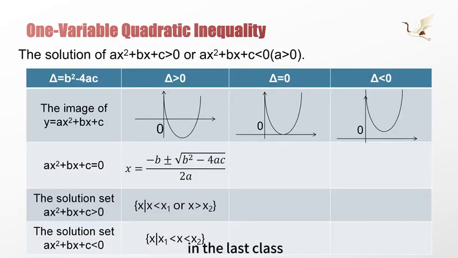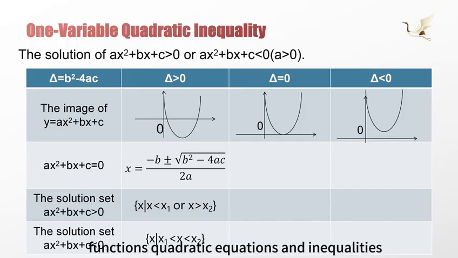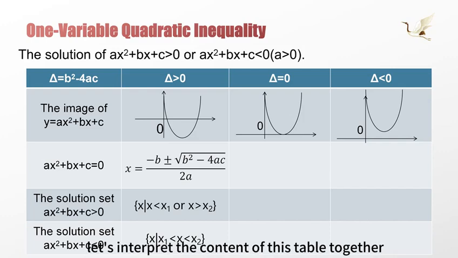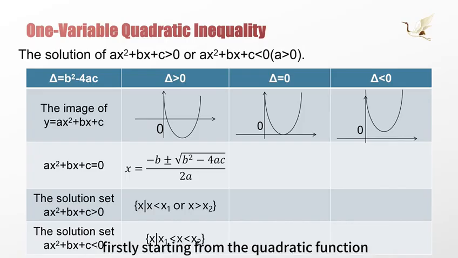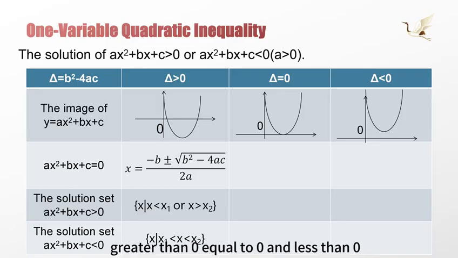In the last class, we focused on summarizing the correspondence between solutions of quadratic functions, quadratic equations, and inequalities. Do you all remember this table? Let's interpret the content of this table together. Firstly, starting from the quadratic function, taking the coefficient of the quadratic term as a positive number as an example, we will examine it in three categories: greater than 0, equal to 0, and less than 0.